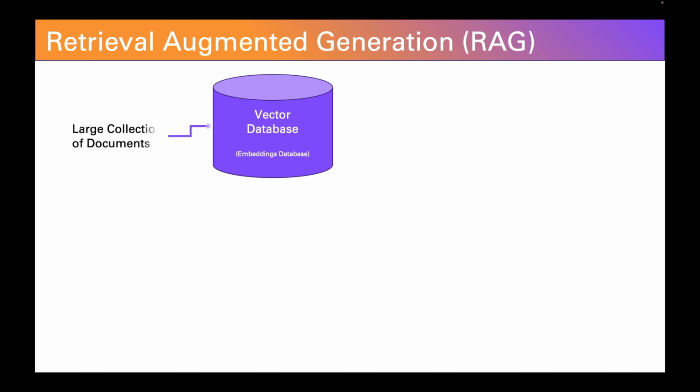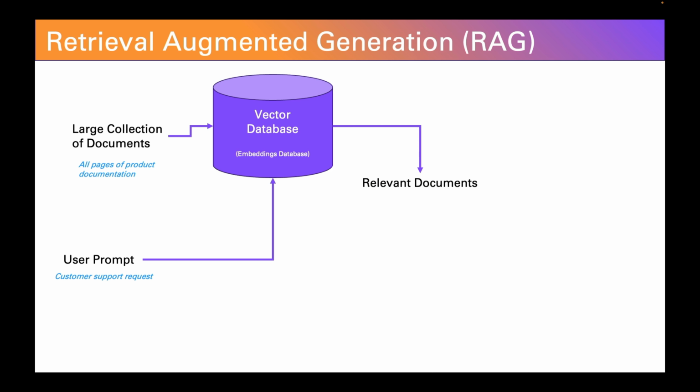And you start with this vector database and you pass it a large collection of documents. So for example, you might pass it all the pages of your product documentation. And then a user comes and enters a prompt. So maybe there's a customer support request that comes in, and it is fed to the vector database, which looks up all the documents that are close to the request in the embedding space, essentially the ones that match it using cosine similarity, for example. And so you get a list of relevant documents. So it might be the pages of documentation that talk about the same concepts that the customer support request is asking about.